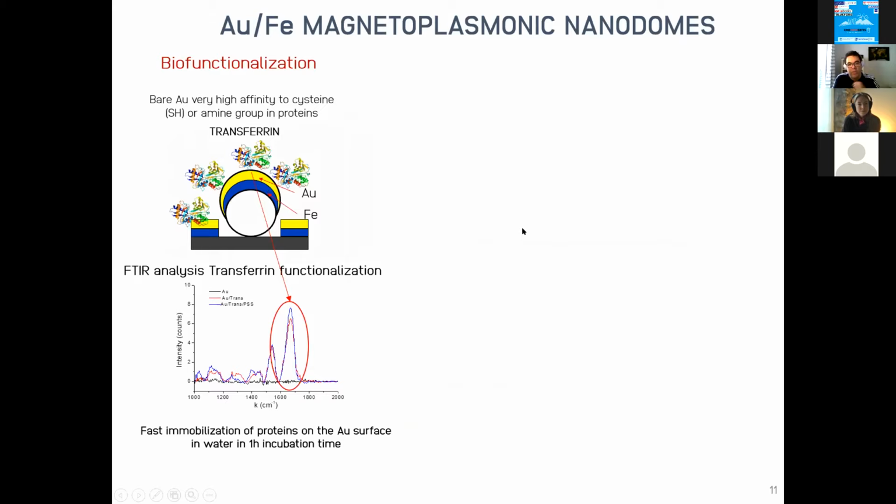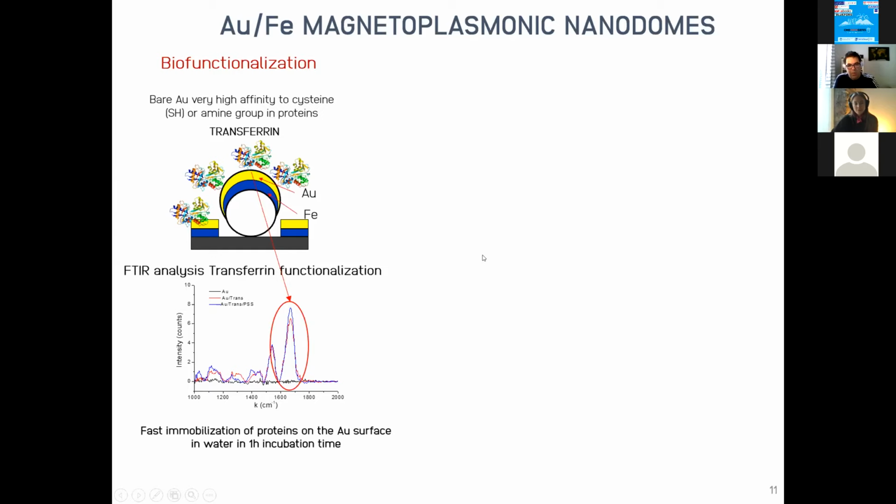In order to gain more cell internalization, we biofunctionalized our nanodomes with a protein called transferrin, taking advantage of the gold chemistry and the thiol groups or amine groups of the proteins. You can see here by infrared spectroscopy that the particles with proteins possess a higher intensity in the band of around 1600, which corresponds to NH groups. This immobilization of proteins on the surface was done in just 1 hour, so it was a fast process.